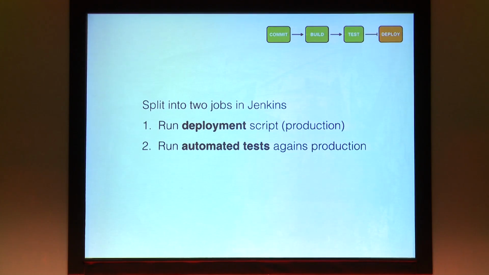So the deployment phase, which is actually getting your code into production, is nothing more than running the same deployment script that you ran against the QA box, but this time against the production environment. And after that, because you have that in place already, you can run the automated tests again against the production environment. So you deploy, and after that, you check again that everything is working fine. OK?